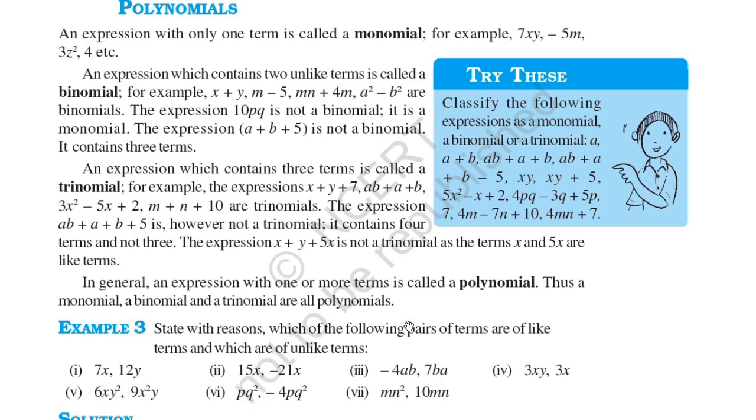An expression which contains three terms is called a trinomial. For example, the expressions x plus y plus 7, b plus a plus b, 3x square minus 5x plus 2, and m plus n plus 10 are trinomials. The expression ab plus a plus b plus 5 is however not a trinomial, it contains four terms. You can see here there are four terms, not three. The expression x plus y plus 5x is not a trinomial, as the terms x and 5x are like terms. In general, an expression with one or more terms is called a polynomial. Thus, monomials, binomials and trinomials are all polynomials.